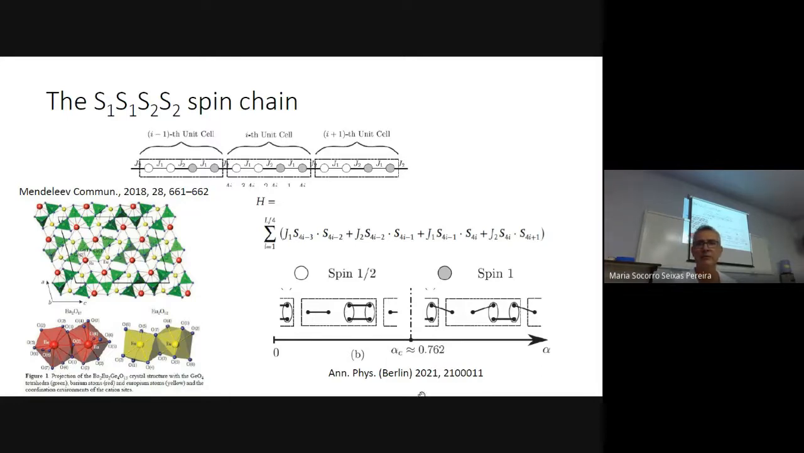In this work from 2021, they estimated, using twist operators, I believe, and I'm not sure what they did, but they estimated this critical point to be around 0.762.